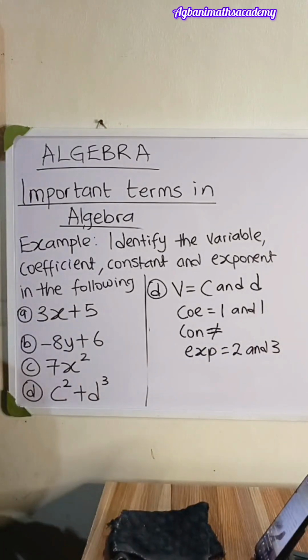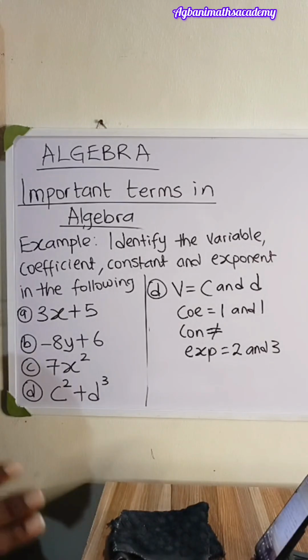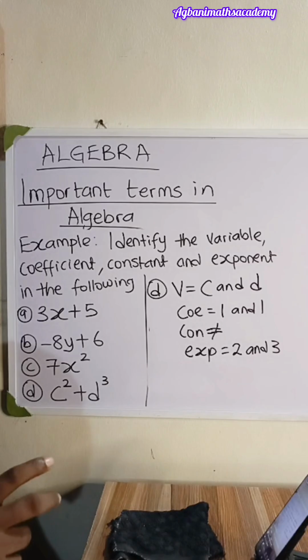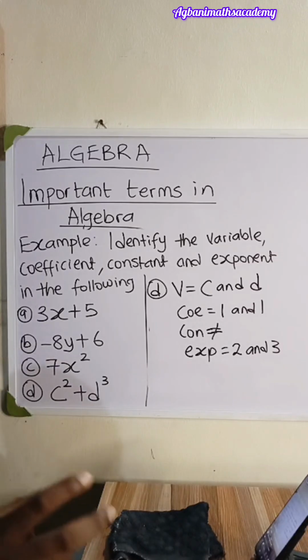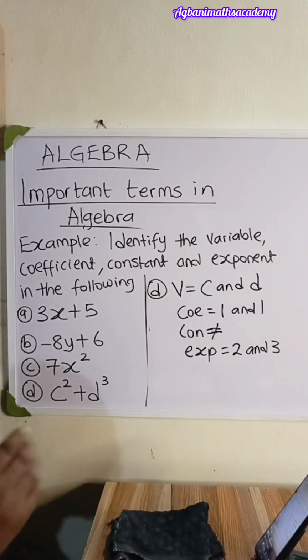Okay. So it's very important to identify all these terms whenever you are solving an algebra. This will help you to know how to go about solving the question. So we've seen what an algebra is. We've seen the various terms in an algebra. Now we are going to see how to add, subtract, multiply, and divide signs. The signs we are talking about are plus and minus, because every number in algebra is either a positive number or a negative number. Okay.